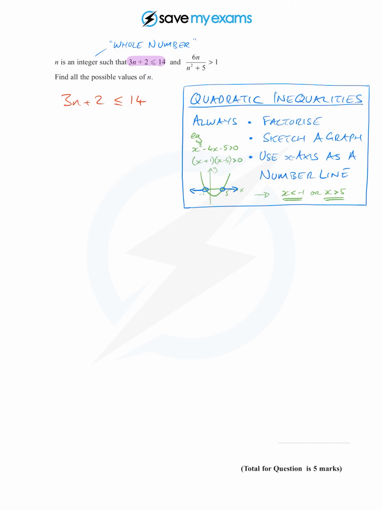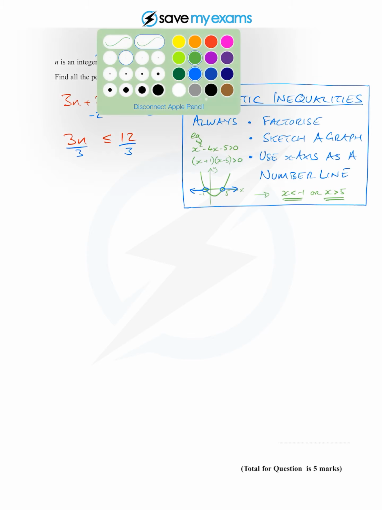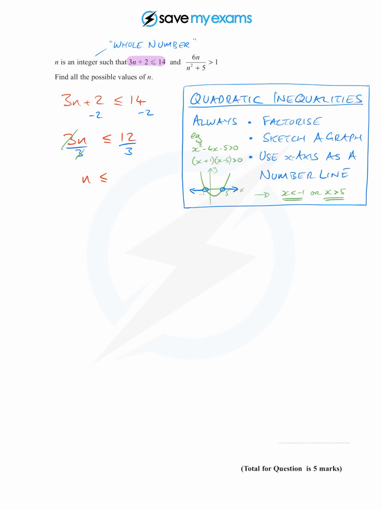Get the term with n in it on its own by subtracting 2 from both sides, and that gives me 3n is less than or equal to 12, and then get the n on its own by dividing by 3. And of course on the left, the 3's cancel, which gives me n is less than or equal to 12 over 3, which is 4. So we know something about our integer, or the possible values of n, and that is that they are less than or equal to 4. So 4, 3, 2, 1, 0, minus 1, etc. But we need to solve the other inequality as well.